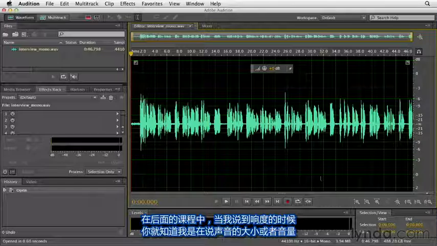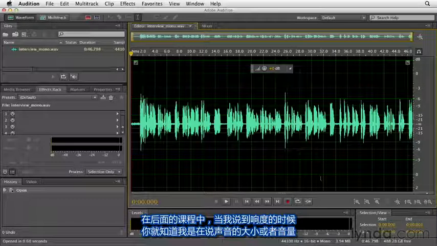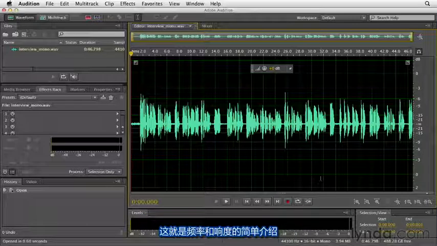So throughout this course, when I'm referring to a sound's amplitude, you'll know that I'm speaking about its loudness or volume. Now, this has been a very brief discussion of frequency and amplitude.